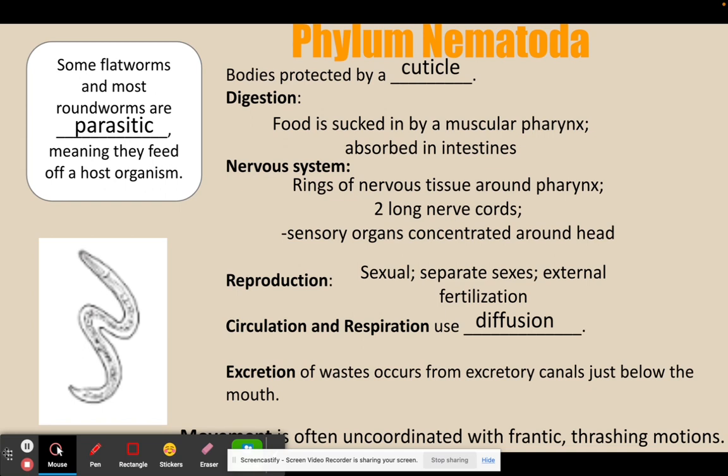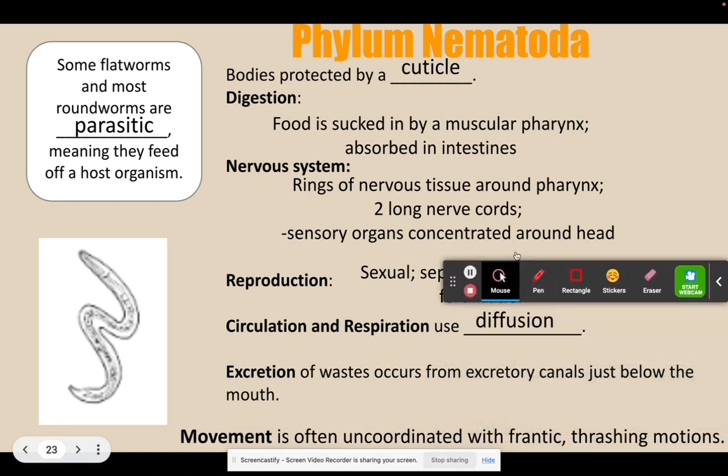For circulation and respiration, remember respiration is the exchanging of gases, and circulation is the movement of fluids throughout it, this is going to happen through diffusion once again. So things are going to move from areas of high concentration to low concentration. The way that they get rid of their waste, they actually have these specialized canals that are just below their mouth. They're excretory canals. So they're kind of like holes or pathways right below the mouth of the roundworm to get rid of the waste.